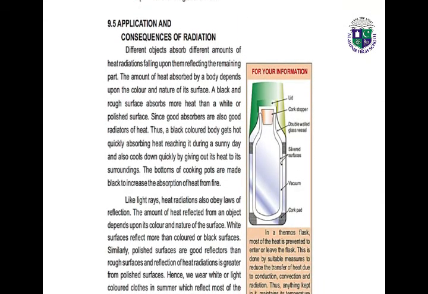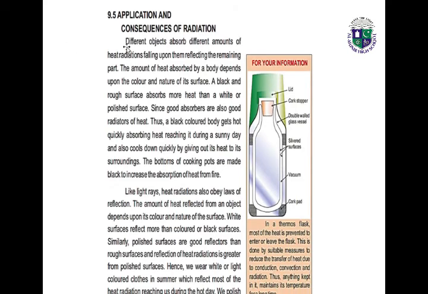What are the applications and consequences of radiations? Different objects absorb different amounts of heat radiations falling upon them, reflecting the remaining part. The amount of heat absorbed by a body depends upon the color and nature of its surface. A black and rough surface absorbs more heat than a white or polished surface. Since good absorbers are also good radiators of heat, a black colored body gets hot quickly, absorbing heat reaching it during a sunny day, and also cools down quickly by giving out its heat to its surroundings.